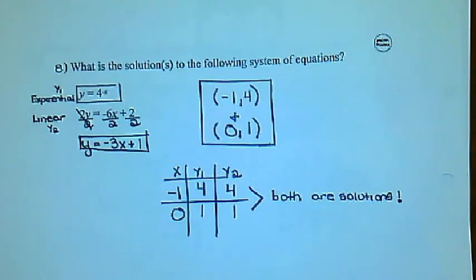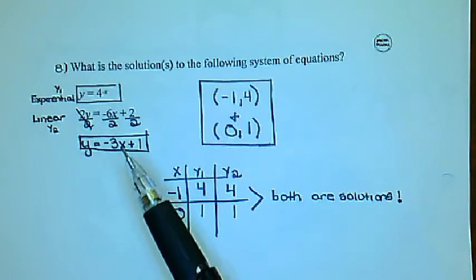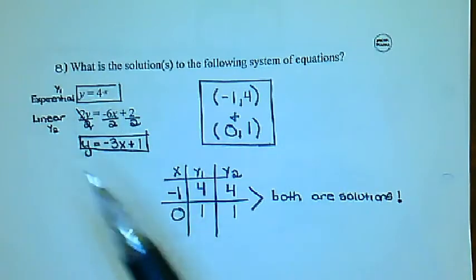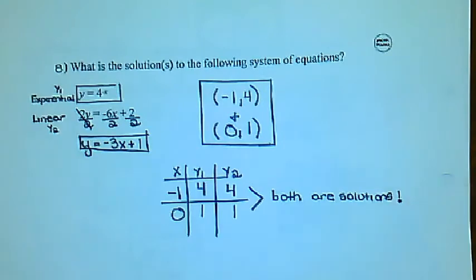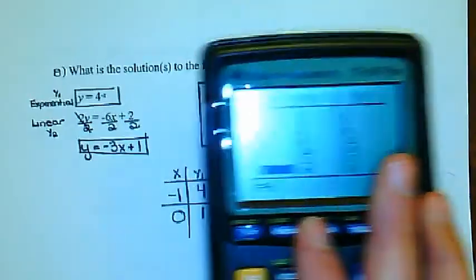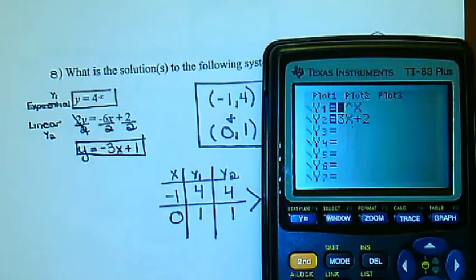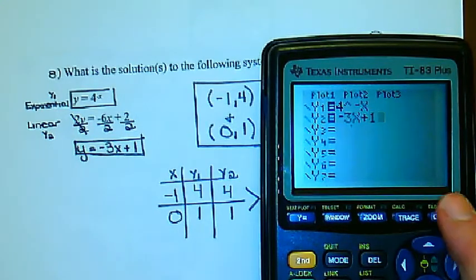All right, question number 8, you just needed to solve for y for the linear function. Put them both in, and for this one, it's kind of important that you look at the graph. It's really hard to see on the graph, which is why for this one, it's kind of important that you do look in your calculator. So let me just plug those in real quick. So 4 raised to the -x, and then -3x plus 1.